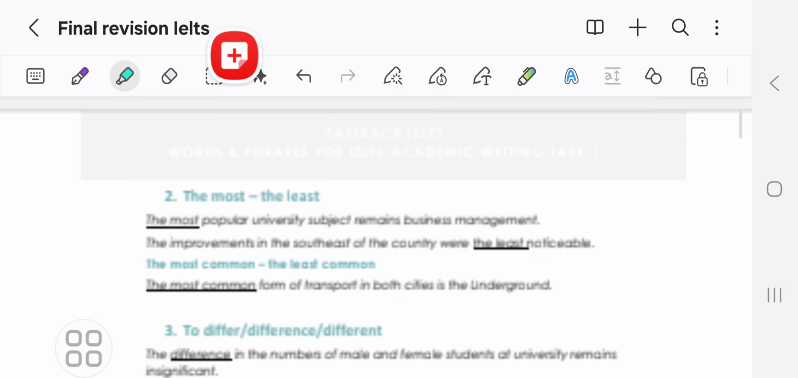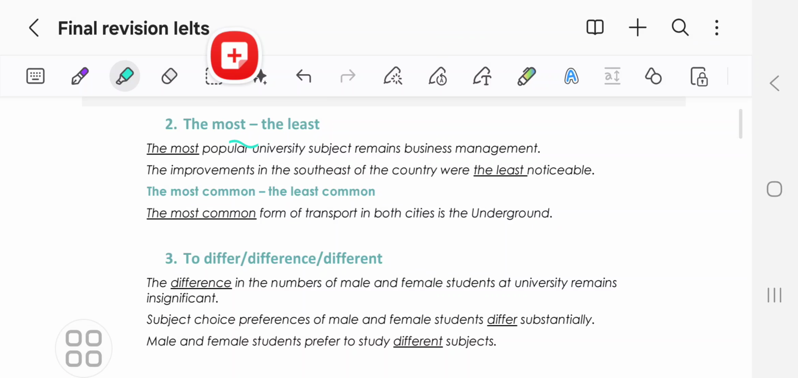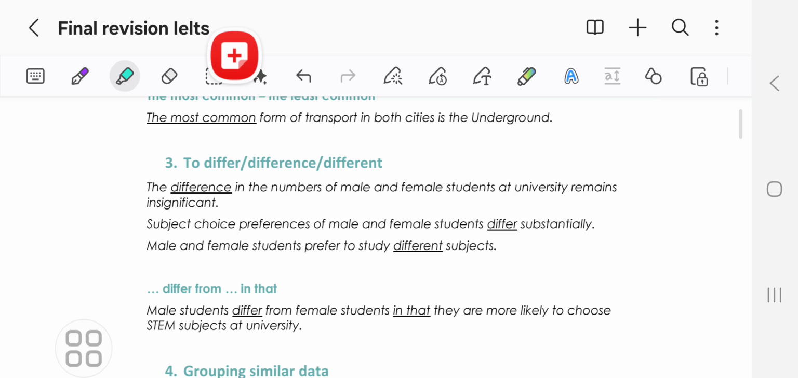So that's it. And then the most, the least, how to use most and how to use the least. The most popular university remains this one, okay. And the improvement of the southeast country, the least noticeable, this one. So you can use this: the least noticeable is this, the most common form of transport is this. So there's a common word, I think, which we all are aware of.